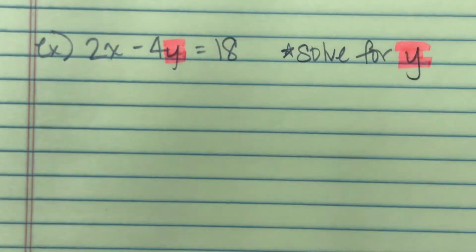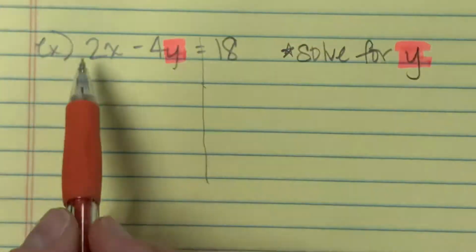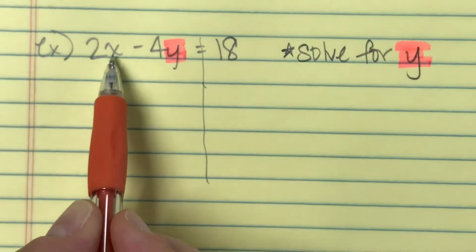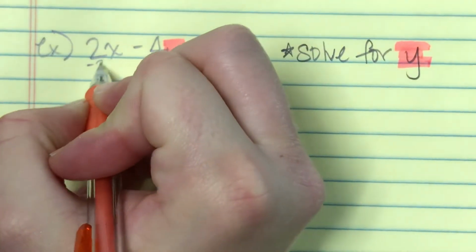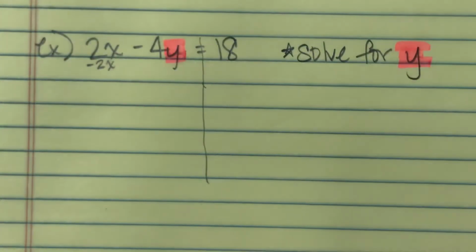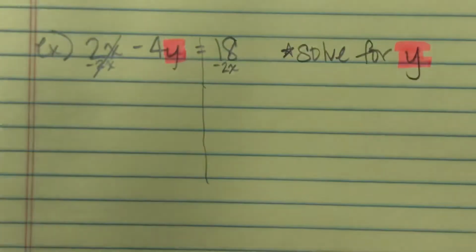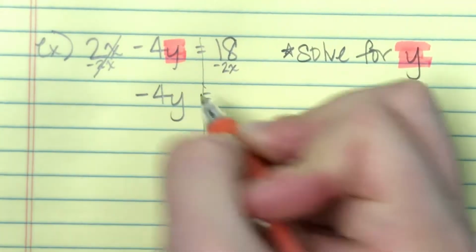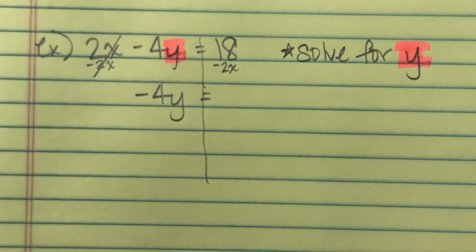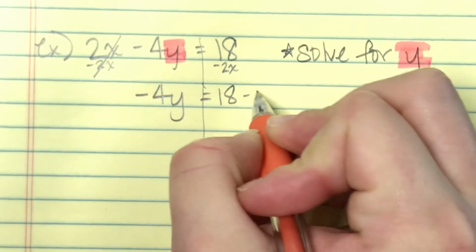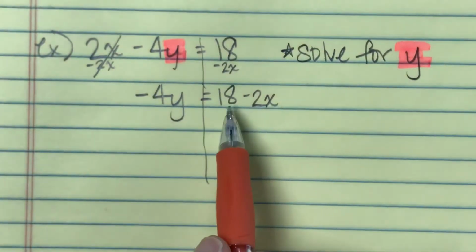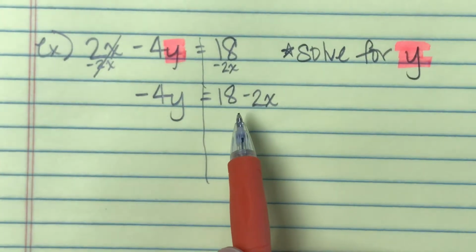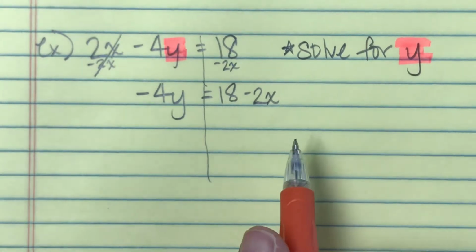We'll call it 21. So if I'm going to isolate y, I'm going to get rid of this number first. To cancel out a positive 2x or positive 21, if that's how you're thinking of it, I'm going to subtract 2x so that it cancels out, okay? I'm going to do the same thing on the other side. So now I'm left with negative 4y equals, well, what's 18 minus 2x? It is 18 minus 2x. You cannot combine them because, again, they are not like terms, all right? So we're good at this point.